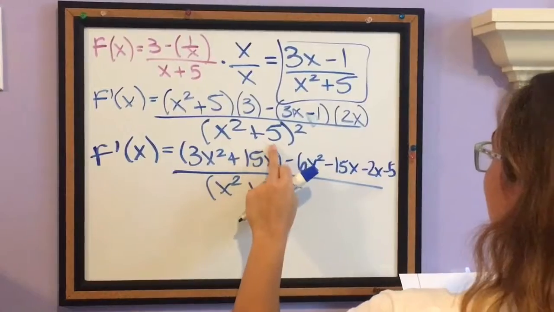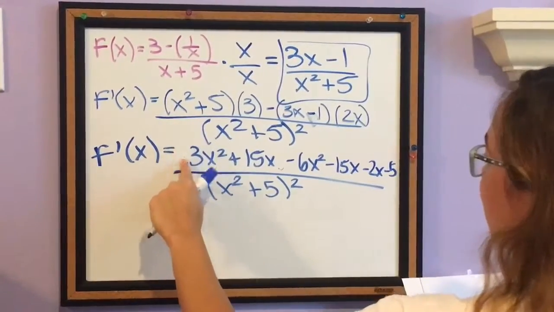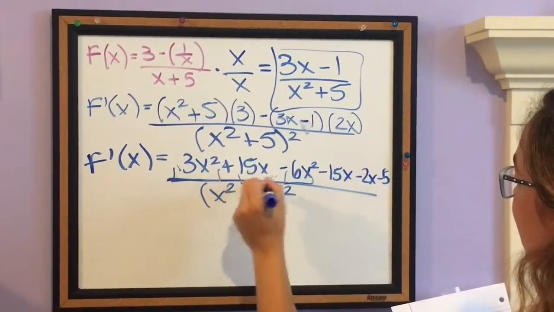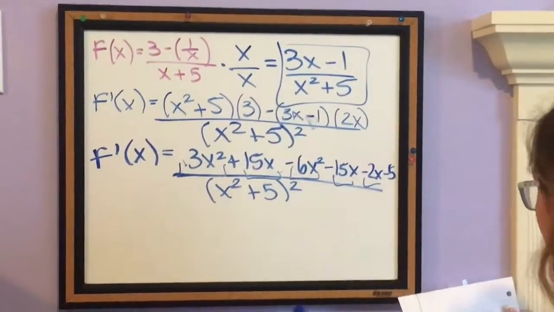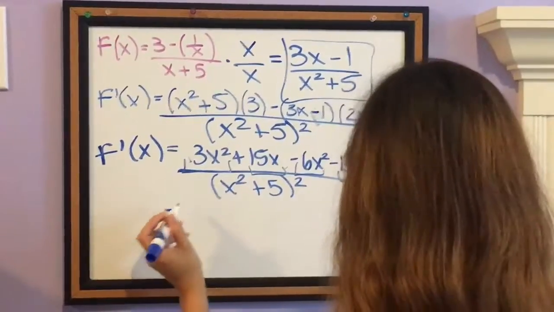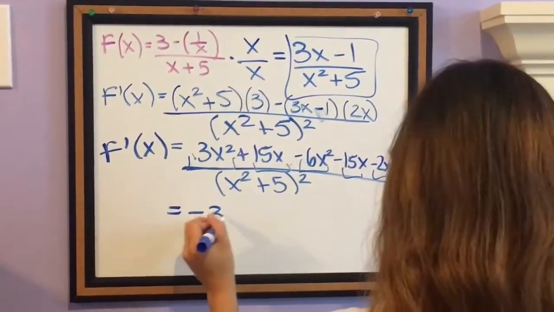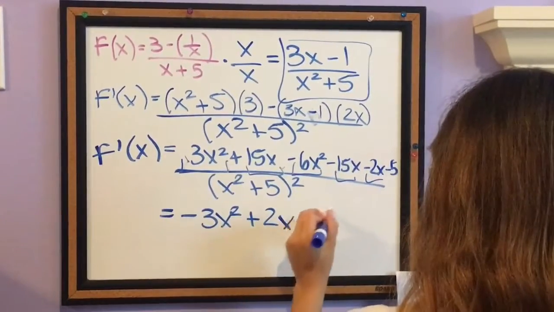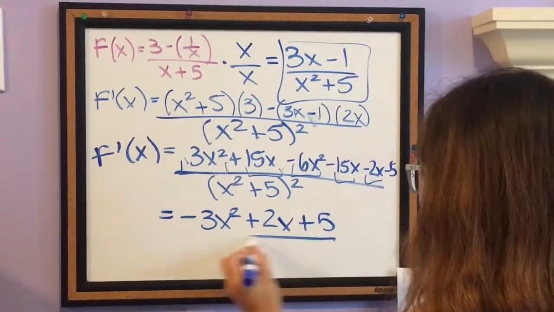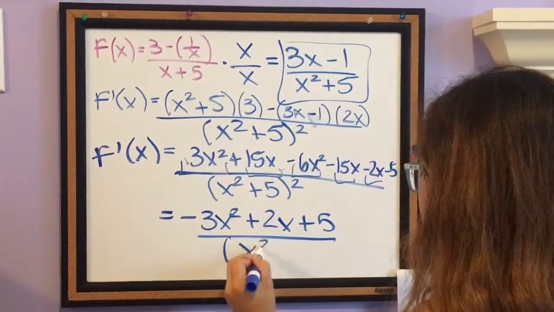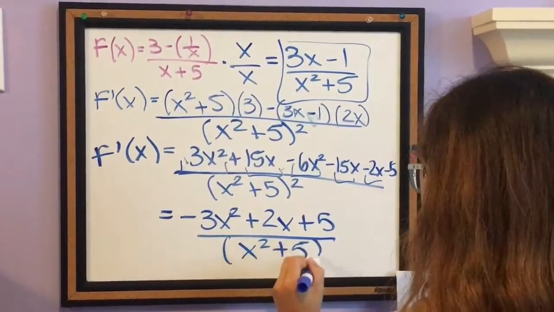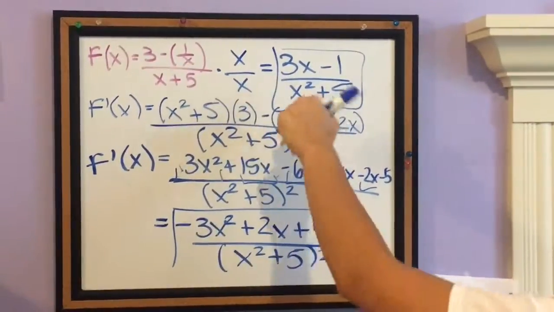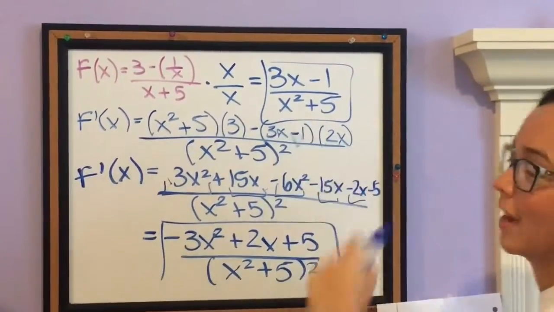And then when you combine your like terms, so you'll combine the x squares, the x's, and then just 5 will be by itself, you're going to get negative 3x squared plus 2x plus 5 all over x squared plus 5 squared. And this is your derivative of 3x minus 1 over x squared plus 5.